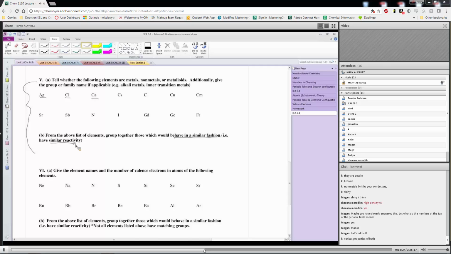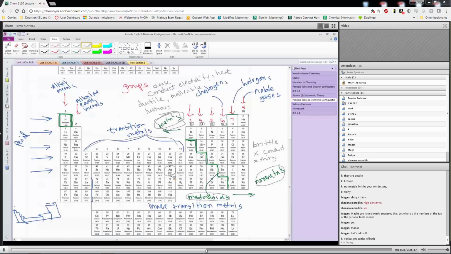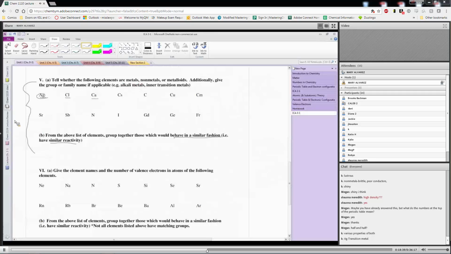So in this case, for part A, you're just going to say, where is this on my table? What can it tell me? So Ag on my table is right here. So you're going to say for your answer, this is a transition metal.